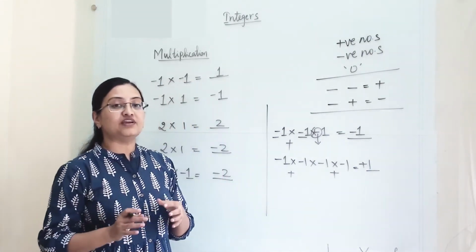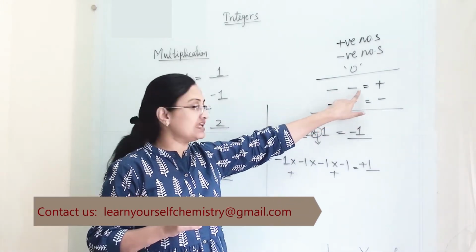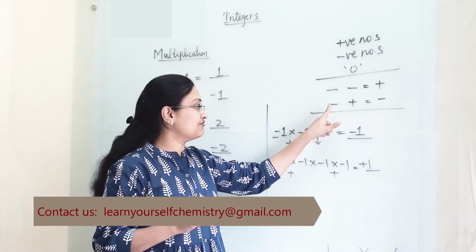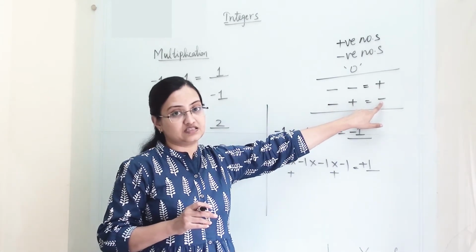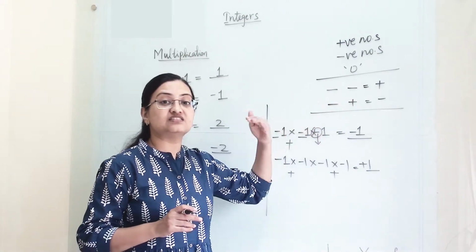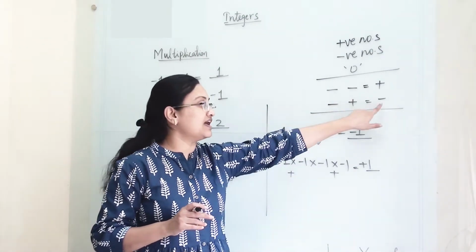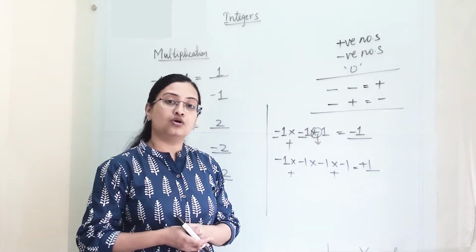In a simple way, what we need to remember is, if 2 minus signs are there, then it will become plus. If 1 minus 1 plus is there, then it will become minus. Even though this minus containing number is small, then also the answer will get minus sign. Let us now practice some more sums.